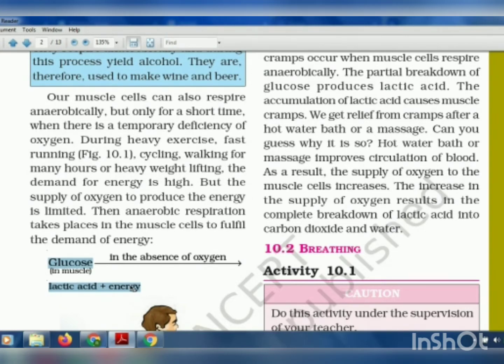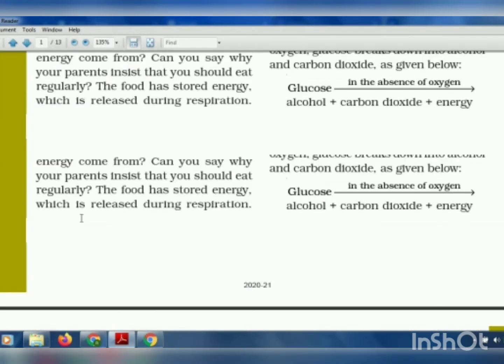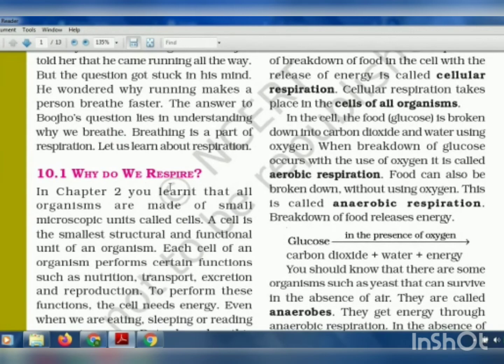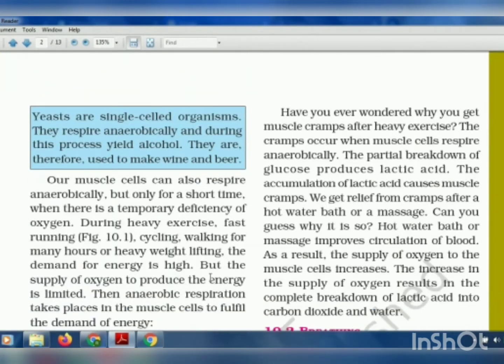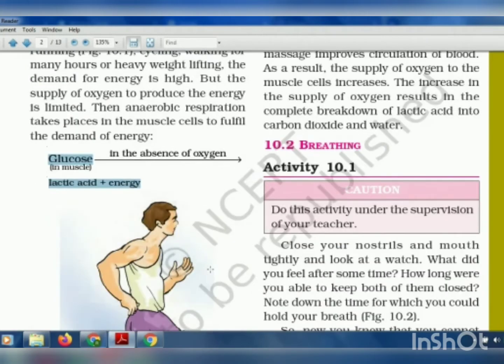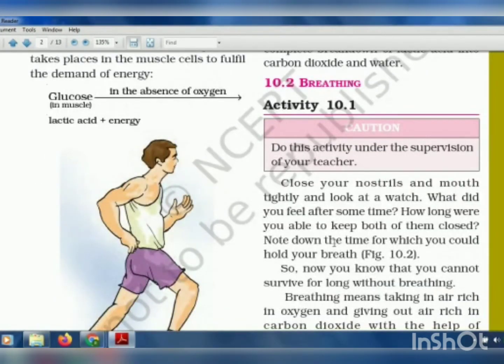Okay. Hope you are clear with this topic: why do we breathe? We breathe to convert the food in the cells into energy. Okay, so we respire to convert the glucose that is stored in the cells into energy.